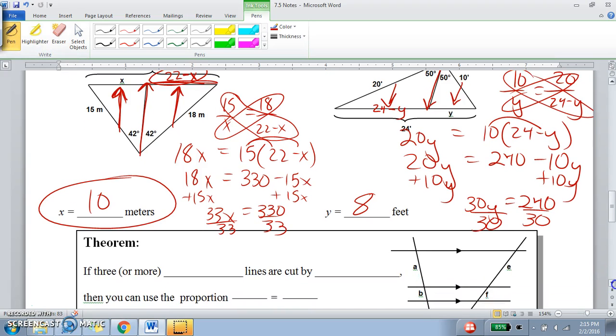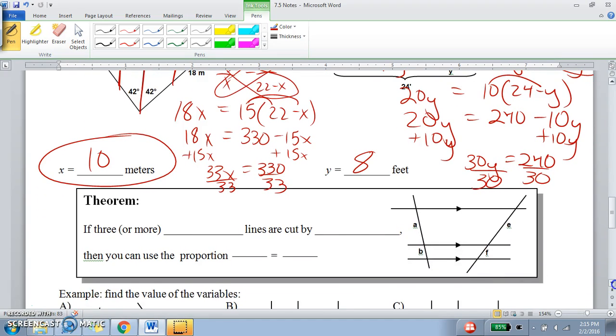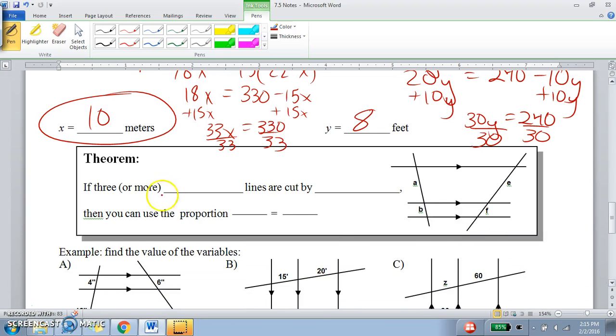All right, and the last one for this lesson. If 3 or more parallel lines, such as these ones in this diagram right here, are cut by transversals. Again, transversals, we learned that word a long time ago. It just means a line that intersects parallel lines, or any two lines. So if these 3 parallel lines are cut by any other line, then we can use this proportion.